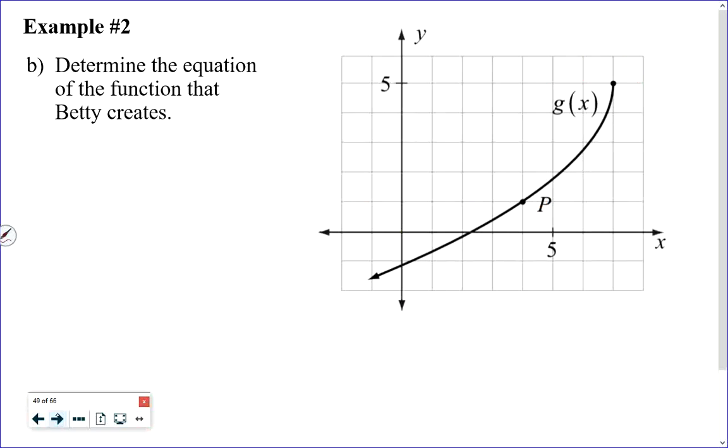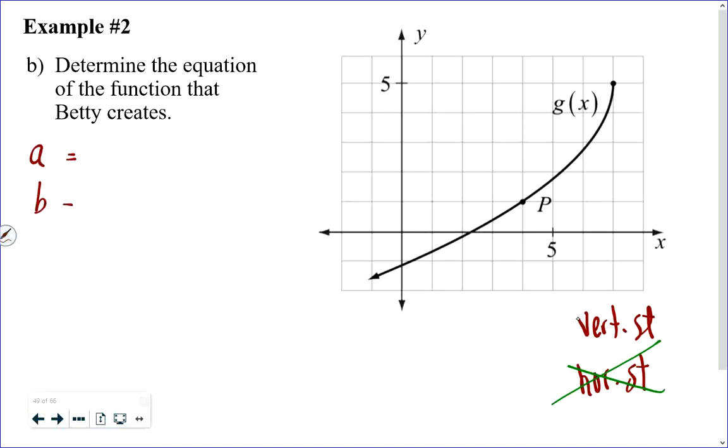I'm just going to write this down here because it's in front of you, but I can't see it. So there's a vertical stretch, but no horizontal. Did I get that right? This is Betty. This is her reasoning. Okay. So we're going to write a equals, b equals, h equals, k equals.